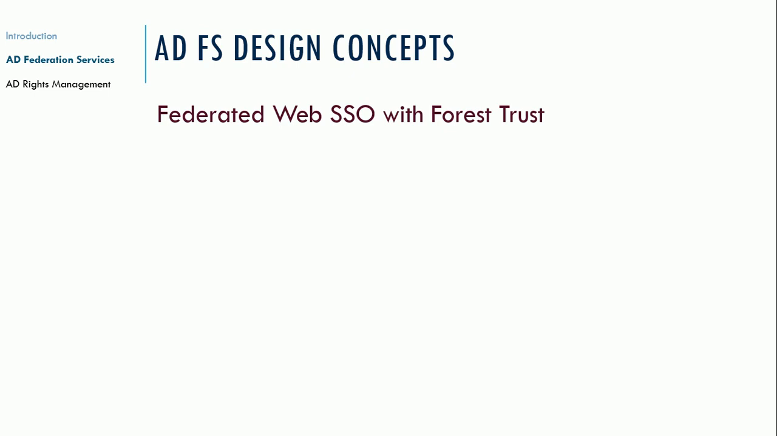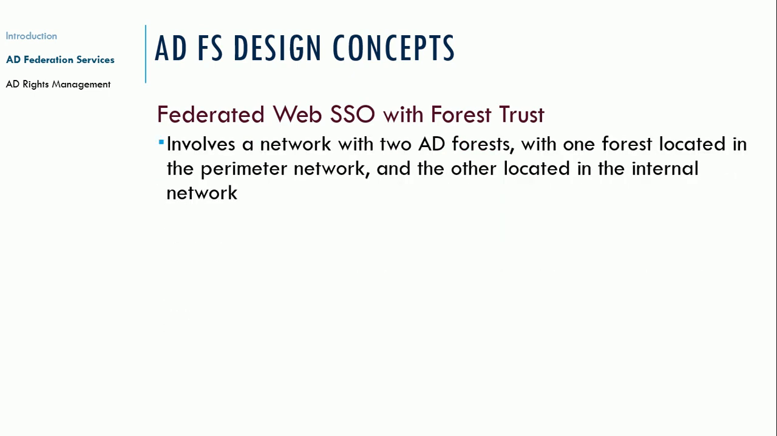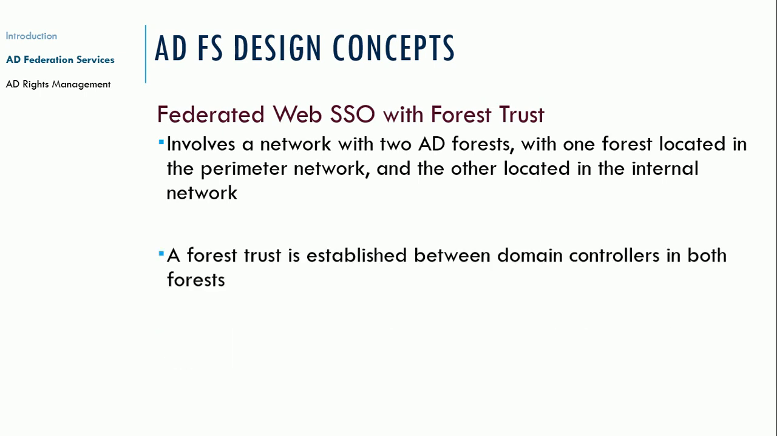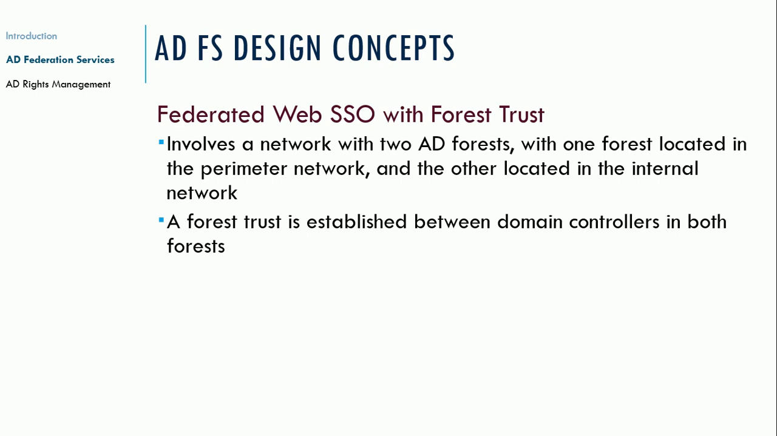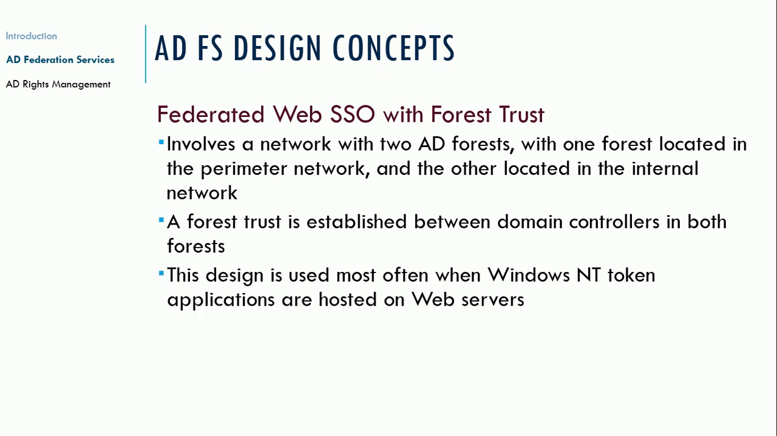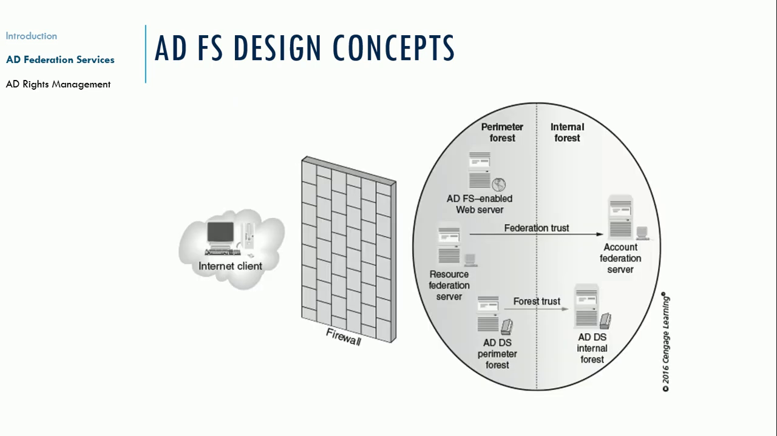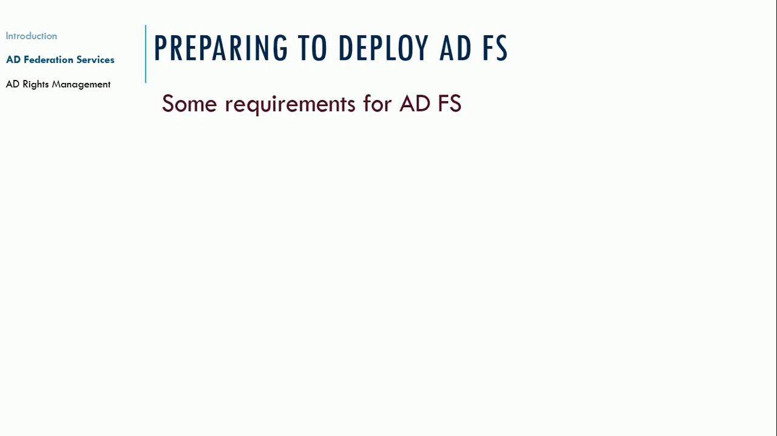So a Federated Web SSO with a forest trust involves a network with two AD forests, with one forest located in the perimeter network and the other located on the internal network. A forest trust is established between the domain controllers in both forests, and this design is used when Windows NT token applications are hosted on web servers. So this is when we have to use NT authentication. Again, it's a little more complicated than the other example, but this is a secure way to expose application level authentication using Active Directory to the outside world. And again, this could also be done with third parties as well.